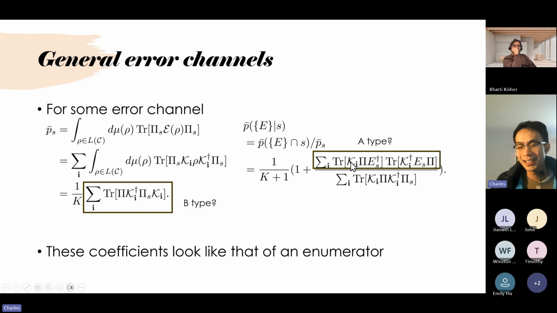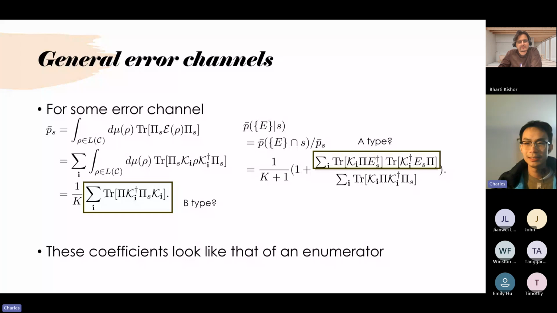And the thing in the box actually looks like the coefficient of our type A enumerator polynomial. And this thing in the denominator actually looks like the coefficient of the type B enumerator polynomial, right? So from this, we're getting the clue that I can define more general enumerator polynomials just from the structure of the error channel. And indeed, that's what's going to happen.